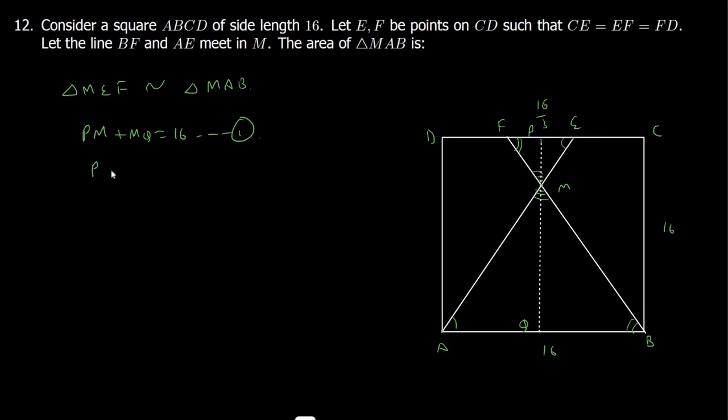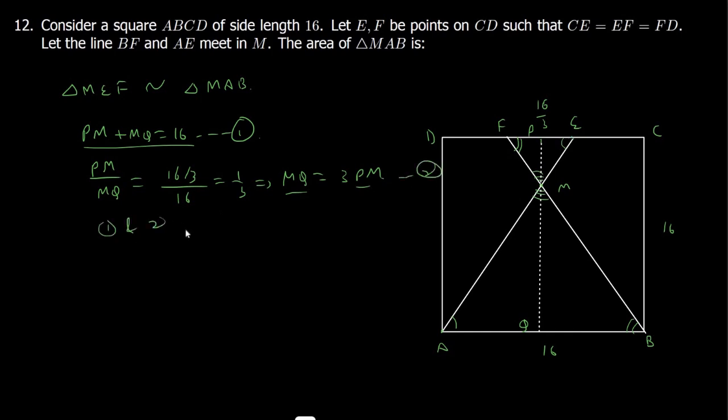Also, PM upon MQ is equal to 16 by 3 upon 16, that is 1 by 3. So your MQ will be equal to 3 times PM. If you substitute that here, let me write it as equation number 2, using 1 and 2, you will get 4 PM equals 16, so PM equals 4, and similarly MQ will become 3 into 4, that is 12. This is 12, this is 16.